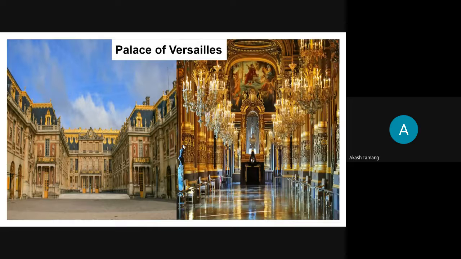So after having such a wonderful dinner, it took about 2 hours by bus to reach the final destination, which I was so eager to visit, in France. Some facts about it: it was listed as a World Heritage Site 30 years ago and is one of the greatest achievements of French 17th century art.